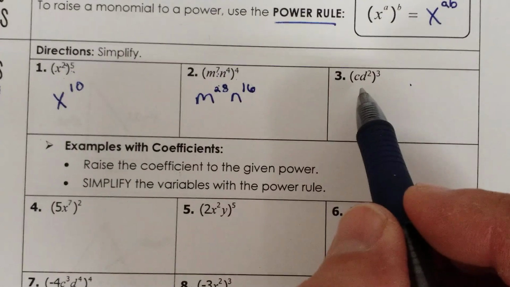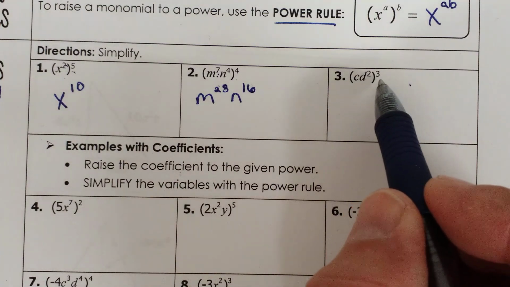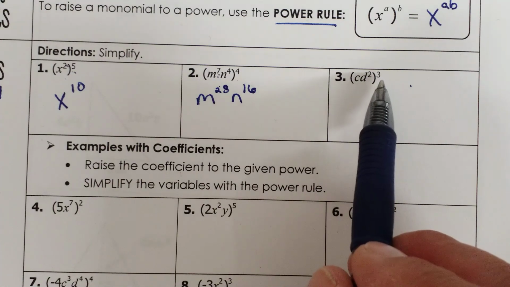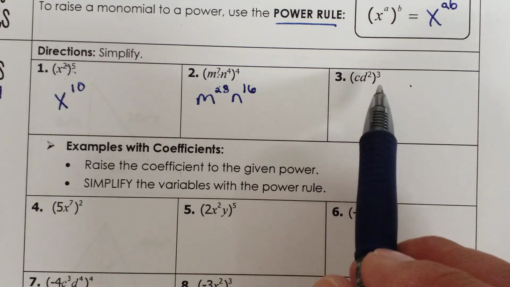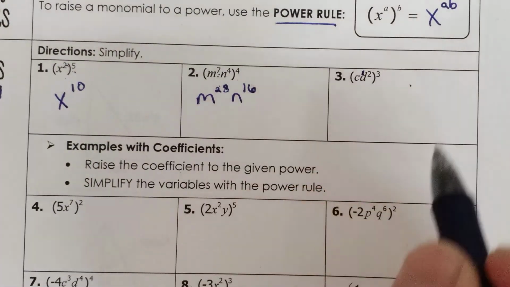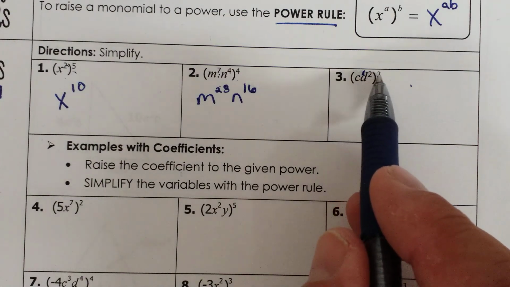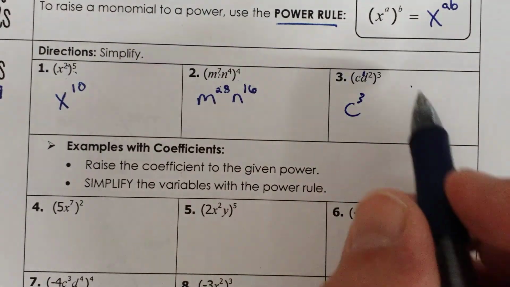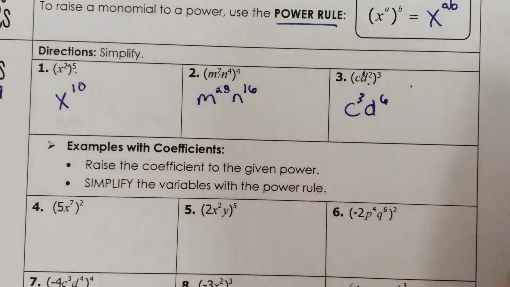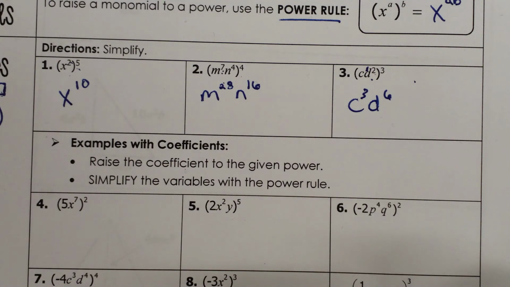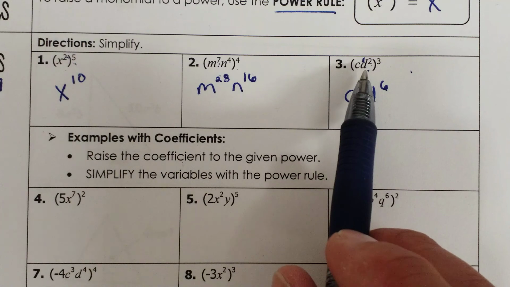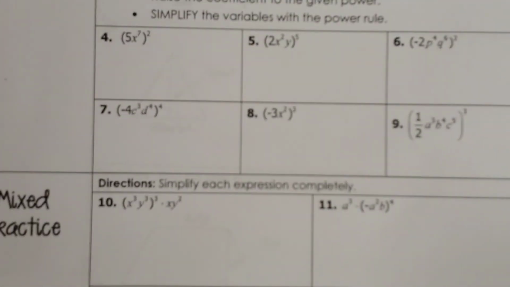Okay, look at this one. C, d to the second power, all to the third power. See, in all of these, they have that exponent right outside the parentheses. So I'm going to raise both of these to that power. So this c, remember, it has a 1 on it. Don't forget. So c to the 1 times 3 is c to the third. And the d to the second power, 2 times 3 is 6. So we get c to the third, d to the sixth power. So that's one of the tricky parts, is when your variable doesn't have an exponent on it, you have to remember that there's a 1 there.